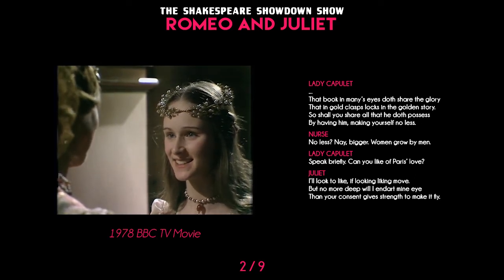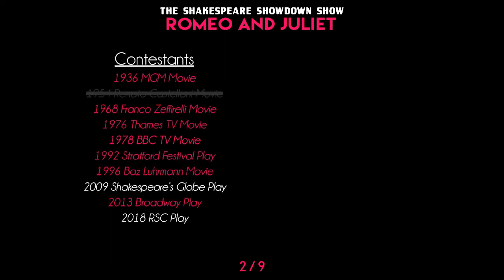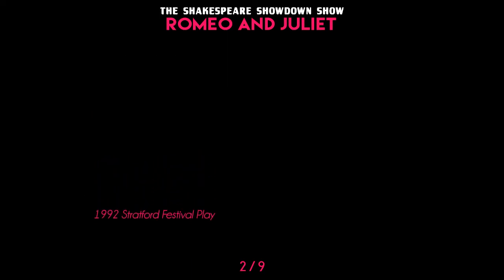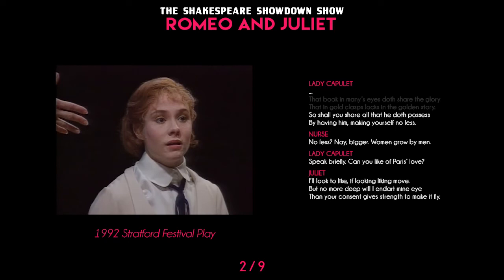I think the BBC Juliet is a little more assertive and confident. But again, we aren't seeing or hearing anything special. Not yet. So the BBC Romeo remains in purgatory as well. Our Juliets are now 0 for 2 in rescuing their Romeos. Moving on to the 1992 Stratford play, the first of our stage performances. This will be Megan Follows as Juliet. Let's listen to this version, starting with Lady Capulet.